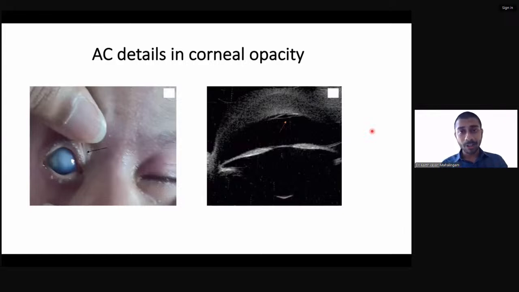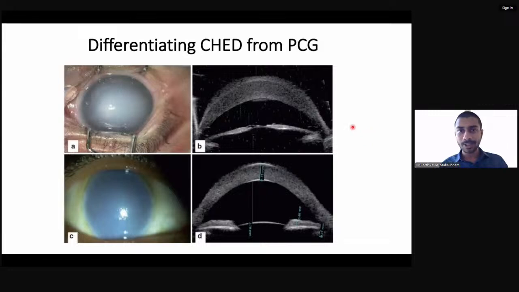Okay, we can also differentiate based on OCT and clinical pictures CHED from primary congenital glaucoma. In CHED, there is a uniform thickening of the cornea, increased thickness everywhere, and the thickness is more than 1,000 microns. In case of primary congenital glaucoma, you can see the thickness is more in the center, and as you go to the periphery, it is thin, and the image also shows peripheral clearing with central opacification.